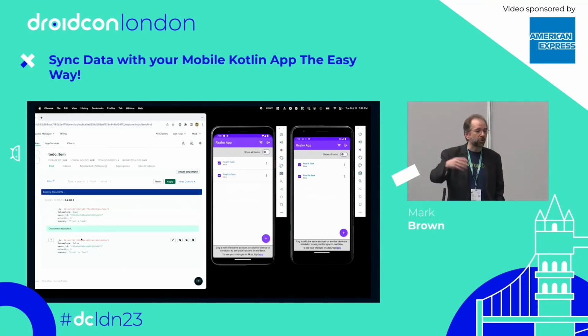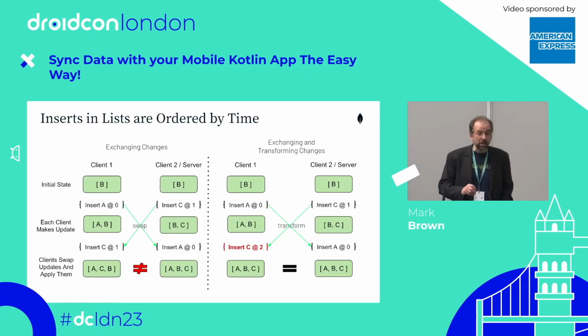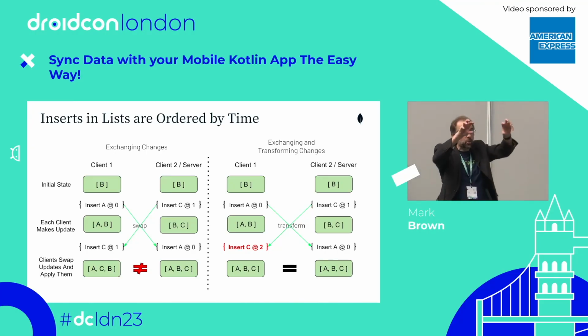All right, take my word for it. Last update wins. The really cool conflict resolution feature here is that inserts and lists are ordered by time. So again, thanks to Lamport timestamps. And that means if you've got two offline clients doing inserts, updates, and deletes on array elements, all of those will get conflict resolved into the same order for those array elements.